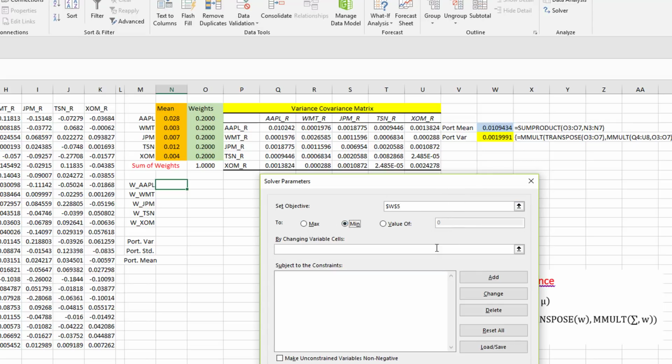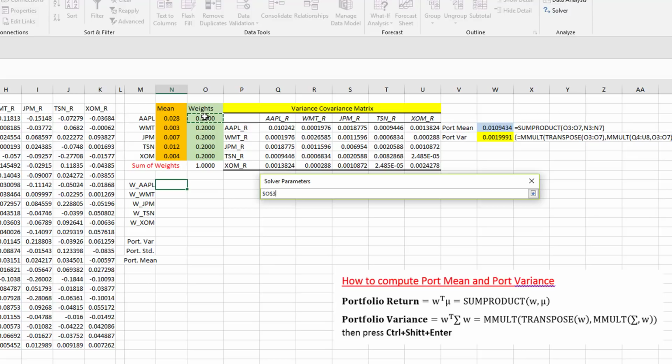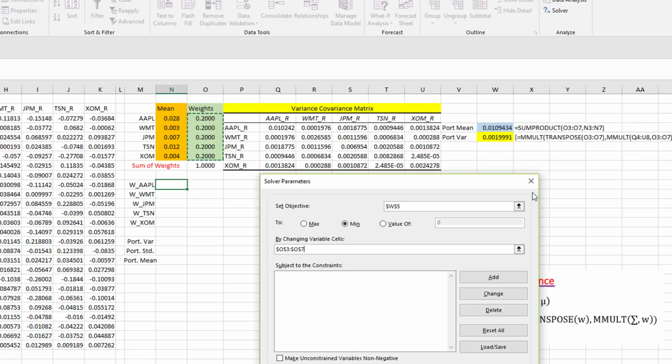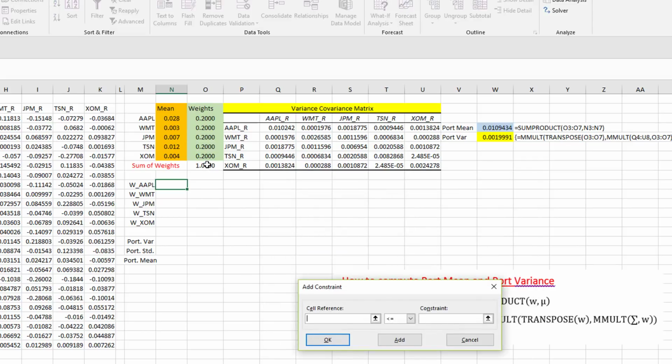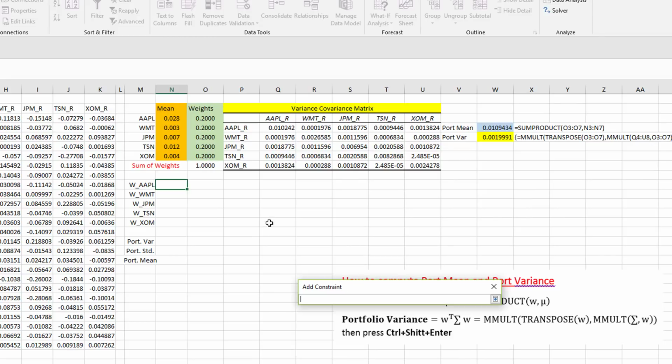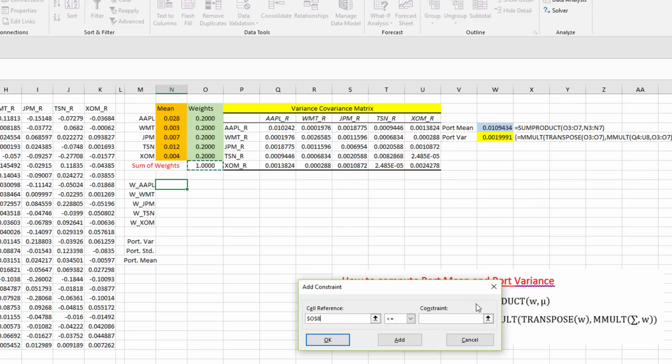Once you set your objective, you can click on what you want to change, and I want to change the portfolio weights. Now I need to set some constraints. You can set different types of constraints, but I'm just choosing two here. One, the sum of all the weights should be equal to 1. So I am going to say that the sum of all the weights I have here, this guy, should be equal to 1. That is a very normal constraint that people often put.